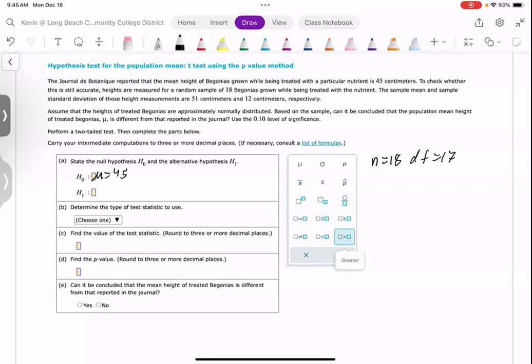A sample of 18 begonias grown while being treated with a nutrient. The sample mean and sample standard deviation measurements are: the mean is 51, sample standard deviation is 12. Assume that the heights of begonias are approximately normally distributed. Based on the sample, can it be concluded the population mean height of treated begonias is different from that? So different is code for us to mean not equal to, which means we are going to have a two-tailed test.